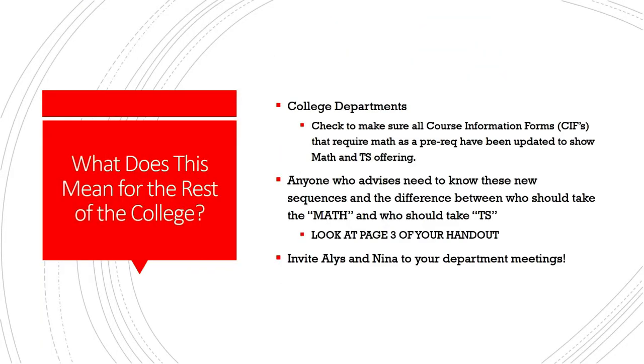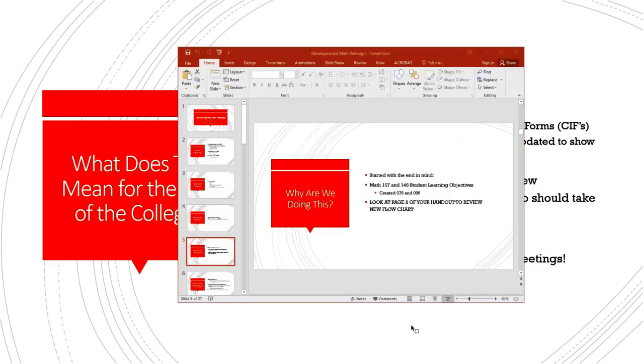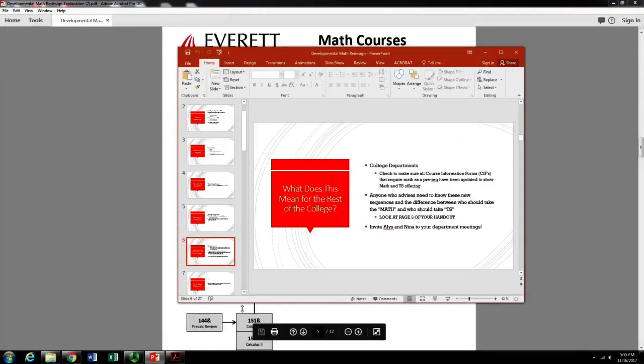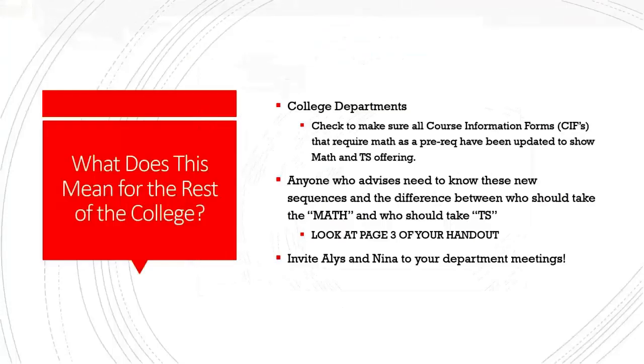So what does this mean for the rest of the college? For the college, a couple things. One is hopefully by now all classes that have prereqs of 80 or 91 or 92, hopefully all of those have been updated, that you have new course information forms that have been submitted to Instructional Council to be approved. If not, you'll want to work with your department and get those submitted right away.